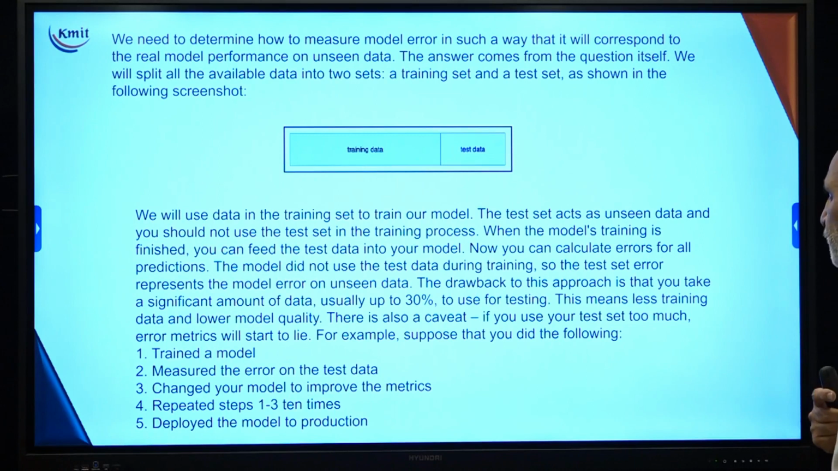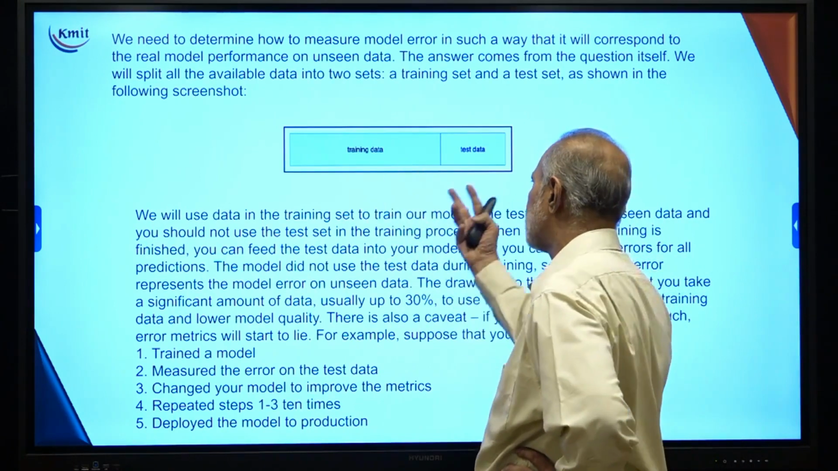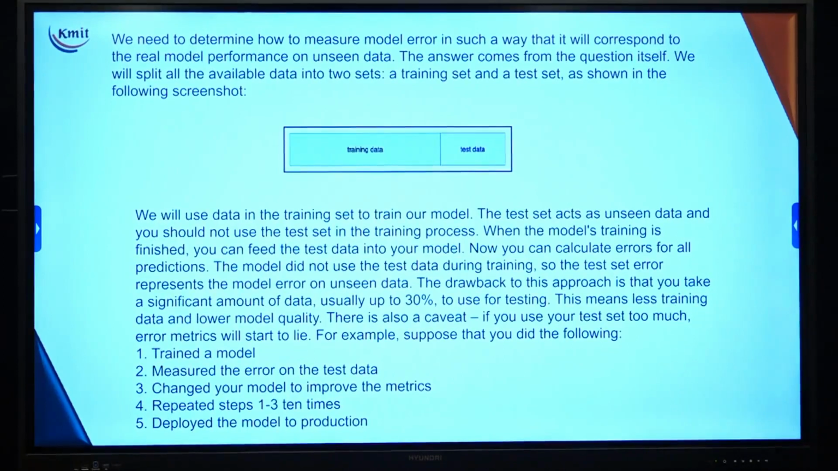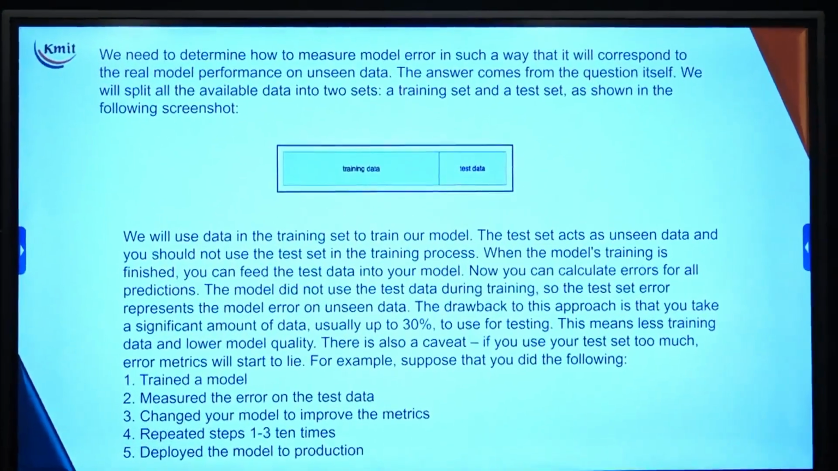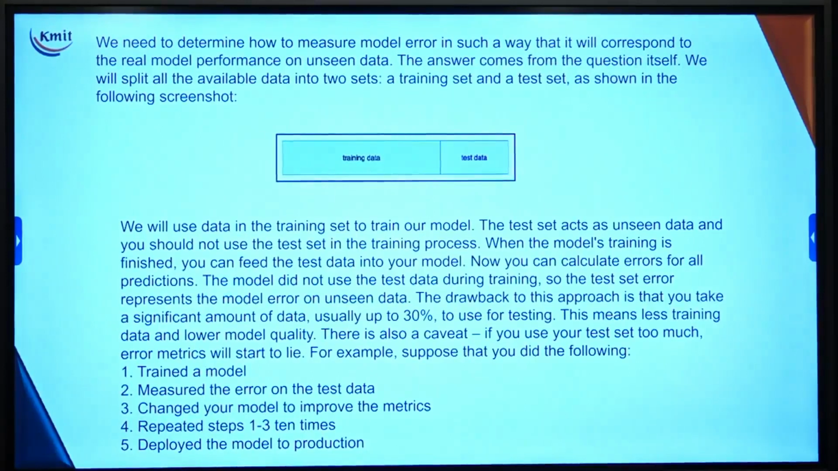We will split all the variables into two sets, a training set and a test set. So I have training data and I have test data. You can see here the training data size is almost double the test data size. That means I have split into thirds: one-third is given to the test data and two-thirds is given to the training data.